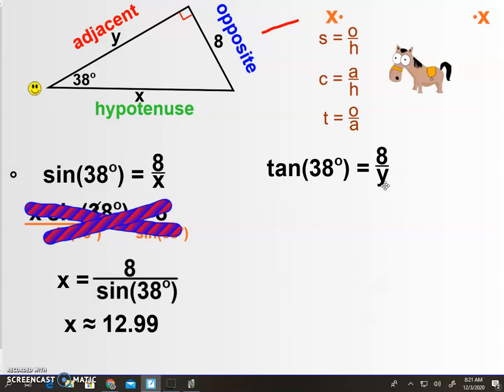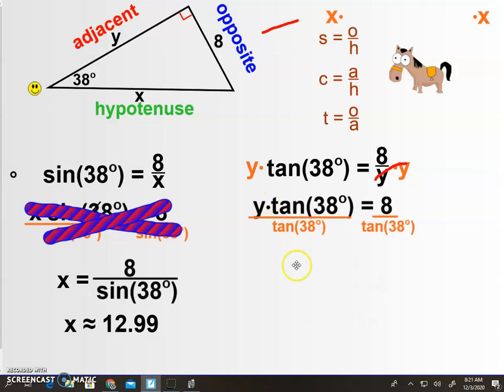Now, if you are a member of this shortcut club and you can figure out how to get y by itself in one step, fantastic. If you can't, I think this is what we do. First, we're going to multiply both sides by y because we just need to get it out from under the denominator here. And we get y times the tangent of 38 equals 8. Y we didn't get by itself, but we did free it from the denominator. So to get rid of the multiplication, we're going to do division. And this ends up giving us that y equals 8 divided by the tangent of 38 degrees.